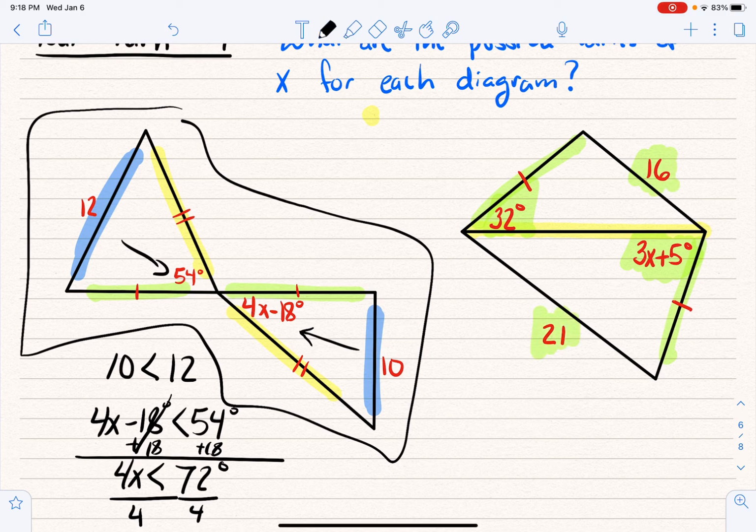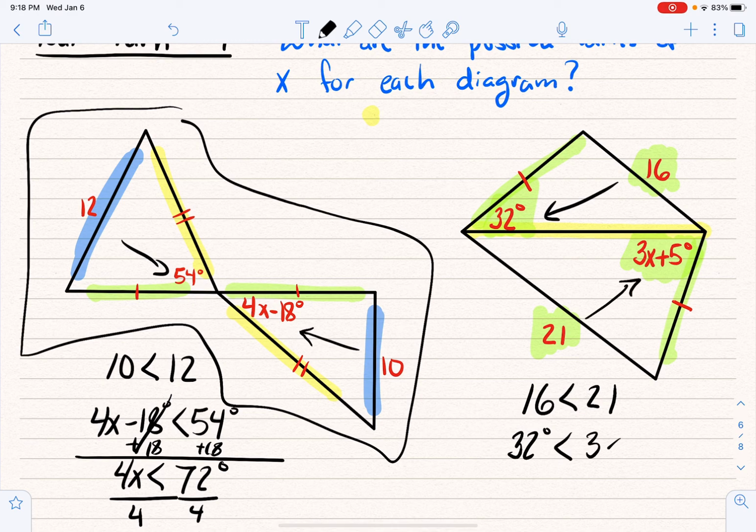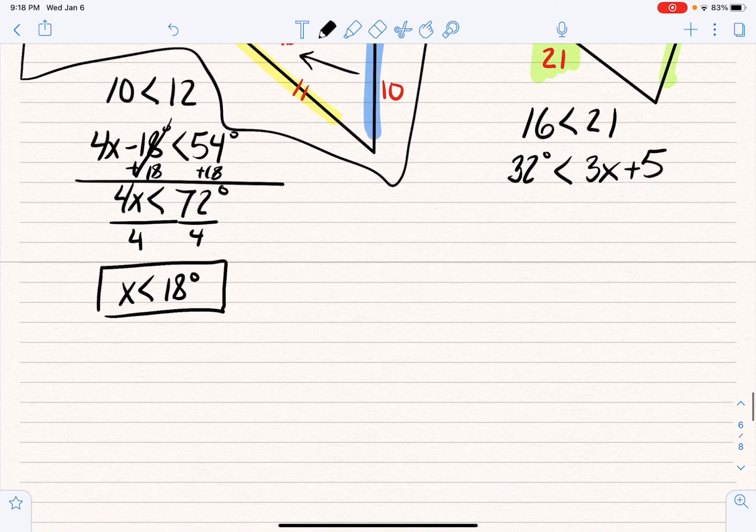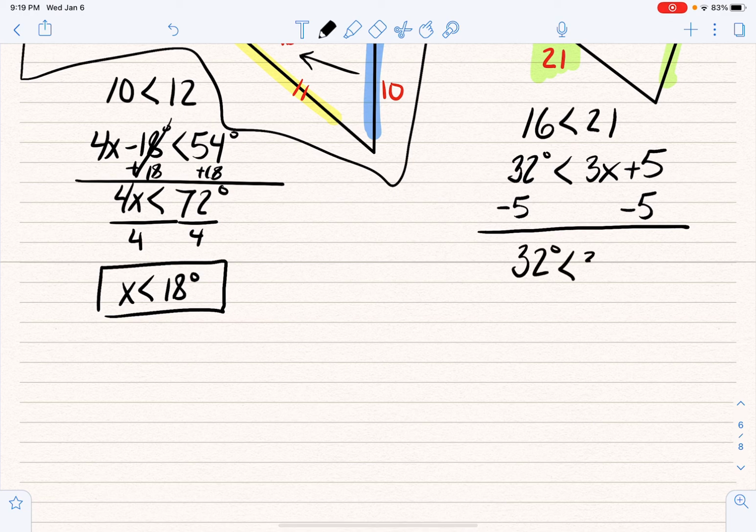So I'm going to start this the way I've started all the other ones. Say, well, I know that 16 is less than 21. And 16 relates to that 32 degrees. And then 21 relates to that 3x plus 5. All right. So the very first thing I'm going to do is I'm going to subtract the 5 from both sides. So subtract 5. We get that 32 is less than 3x. And you divide both sides by 3.